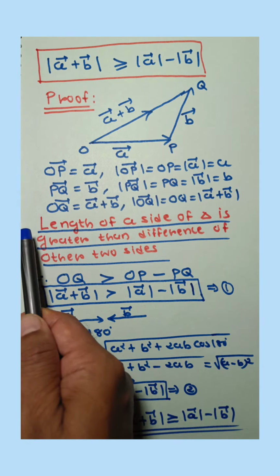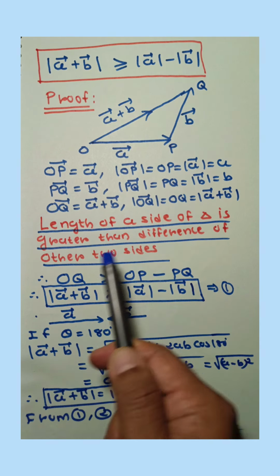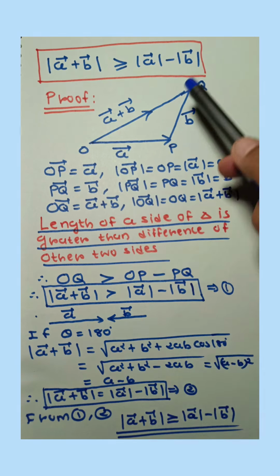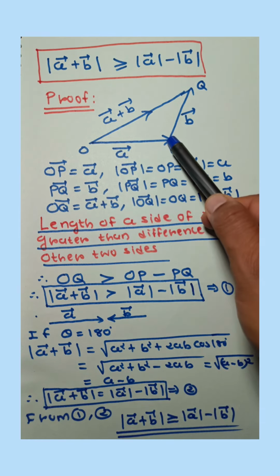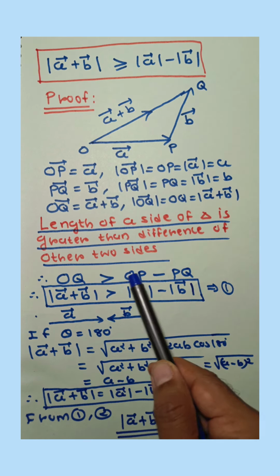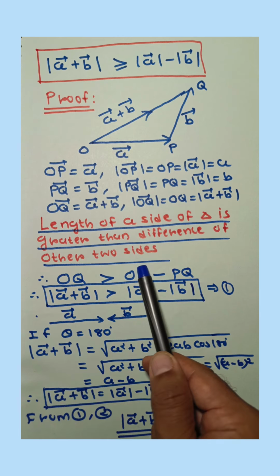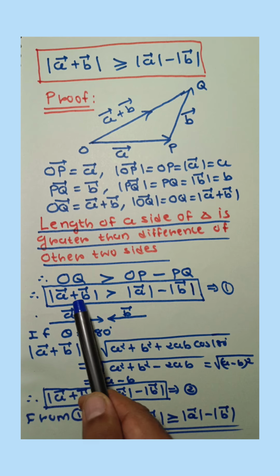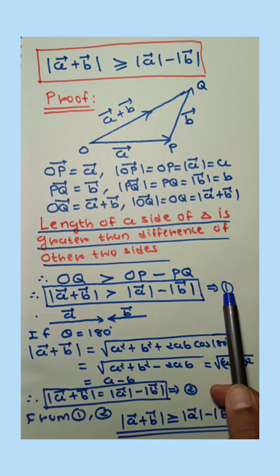Now from the property of triangle, the length of a side of a triangle is greater than the difference of the other two sides. Here, one side of that triangle is OQ, which is greater than the length of OP minus the length of PQ. So OQ is greater than OP minus PQ, but OQ is |A vector + B vector|, OP is |A vector|, PQ is |B vector|. So |A vector + B vector| is greater than |A vector| − |B vector|, equation number 1.